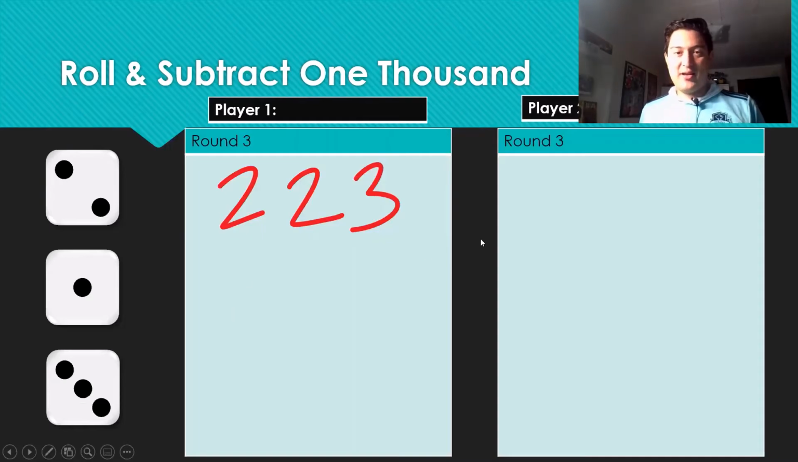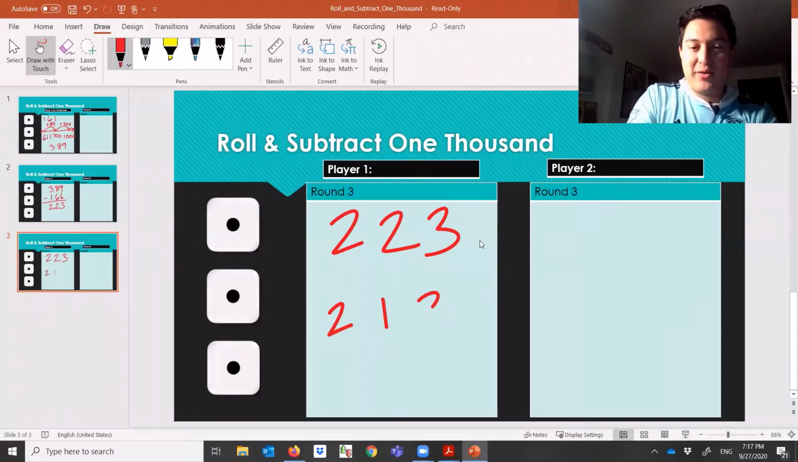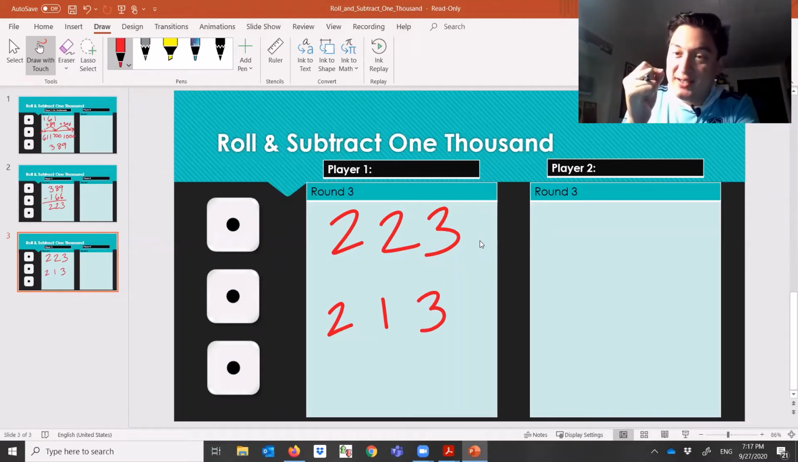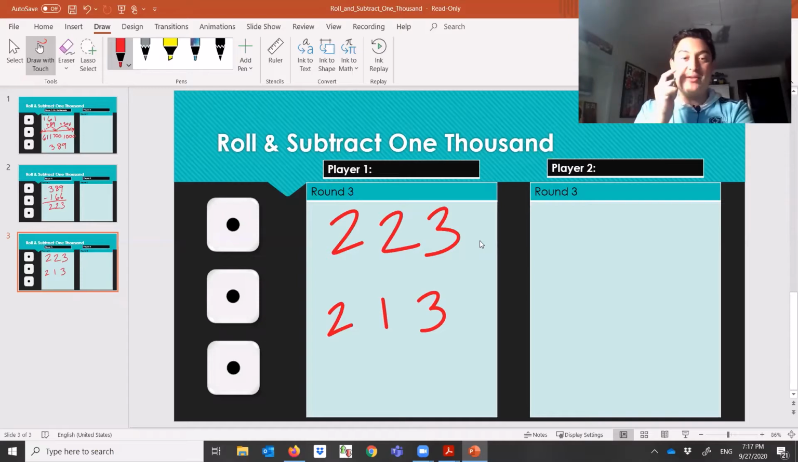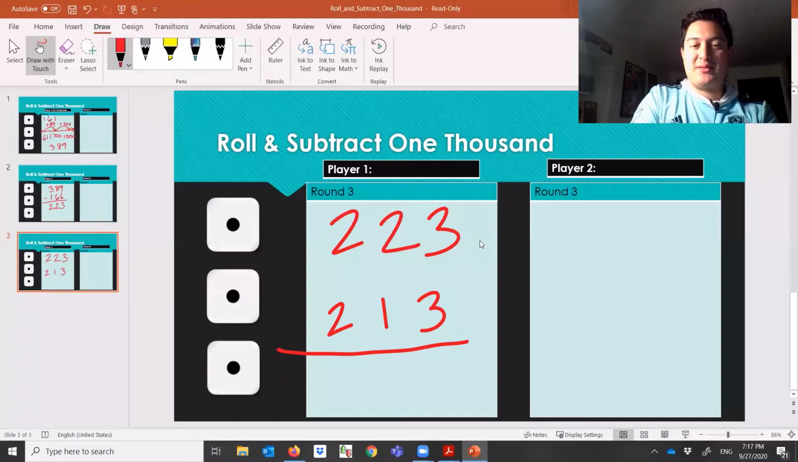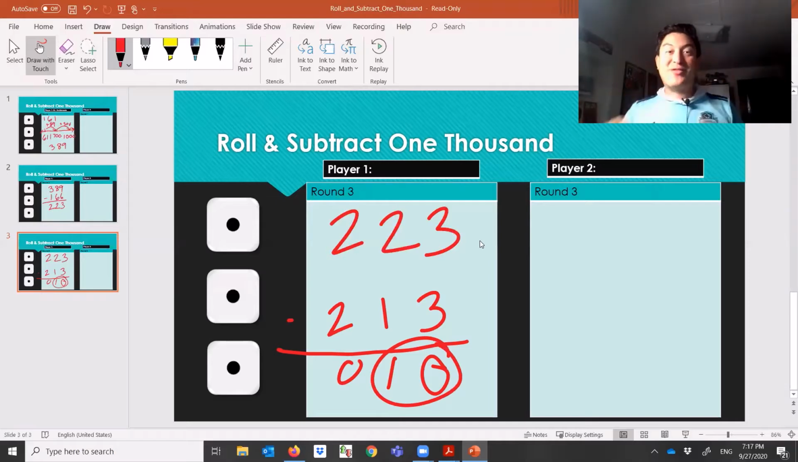Okay, I got a 2, a 1, and a 3. So now I'm thinking, what can get me the closest to 0? Look at these numbers. What would you do? I actually think that I would choose 2, 1, 3. So I'm going to subtract. That's 0, that's 1, and that's 0. So that's a score of 10. You got a score of 10.